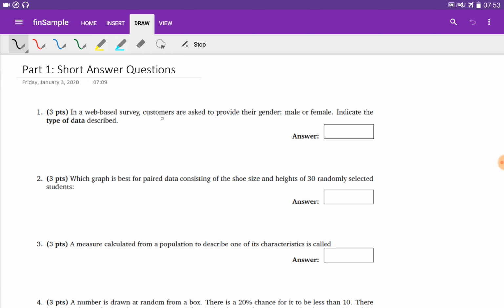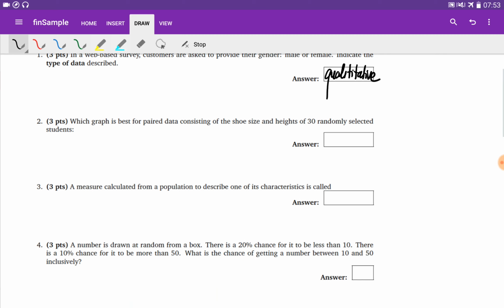In a web-based survey, customers are asked to provide a gender. Indicate the type of the data. This is qualitative data. Which graph is best for the paired data? This is the scatter plot. A measure calculated from the population is called a parameter.